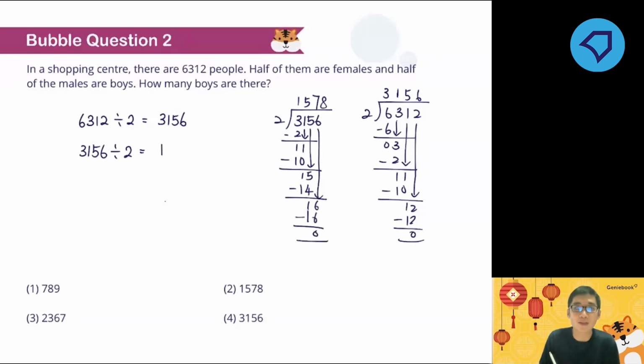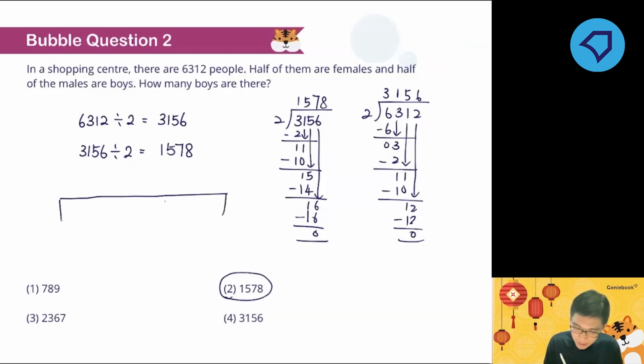Okay, so we have 1,578 boys in the shopping center. So therefore the answer to this bubble question number 2 is number 2. All right, now of course I know that there are some of you who did it with only 1 step. Now, why 1 step? Now let's draw a model to see.